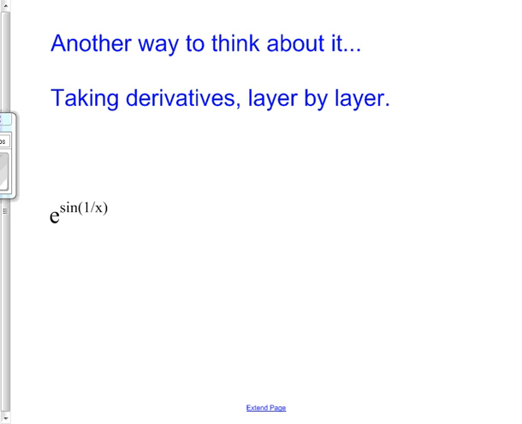So let's finish with this problem. We've got e to the sine of 1 over x. I already did this to start off the video, thinking about this, taking the derivative layer by layer. But let's do it again. And I'm going to write it big. So we have e to the sine of 1 over x.